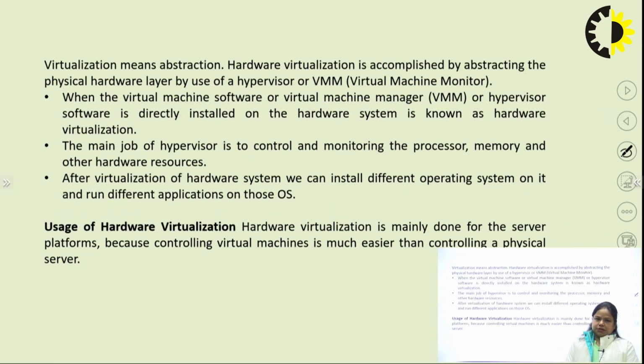Virtualization means abstraction. Fine. So when I am talking about hardware virtualization, it is accomplished by abstracting the physical hardware layer with the help of a hypervisor or virtual machine monitor. They manage the software, and they install the virtual machine software directly onto the hardware system. Then we are talking about hardware virtualization.